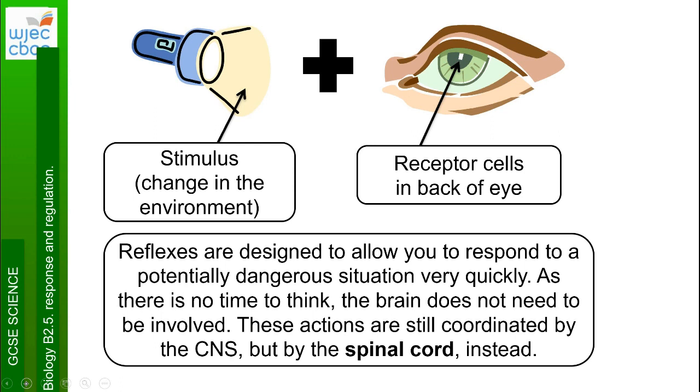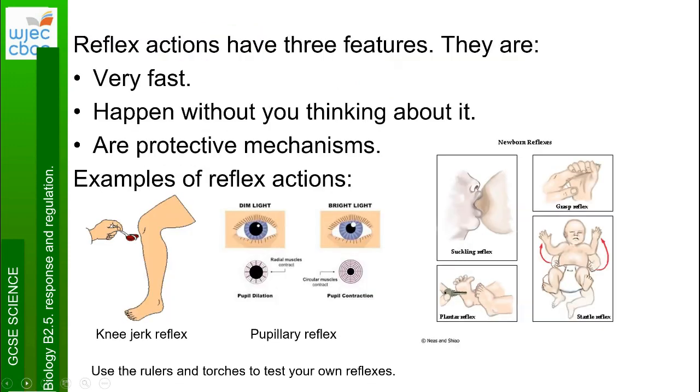So instead of the brain coordinating the response, the reflex actions are still coordinated by the central nervous system, but they would be coordinated by your spinal cord instead. So the information is sent to the spinal cord and not to the brain. There are three main features to a reflex action that you need to be aware of.